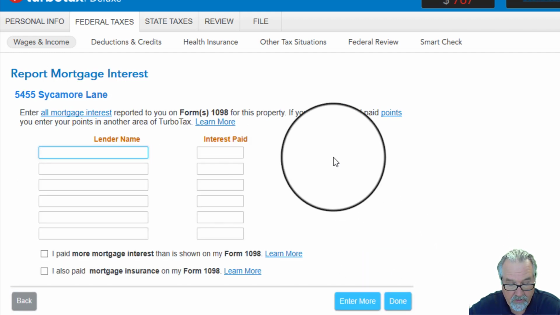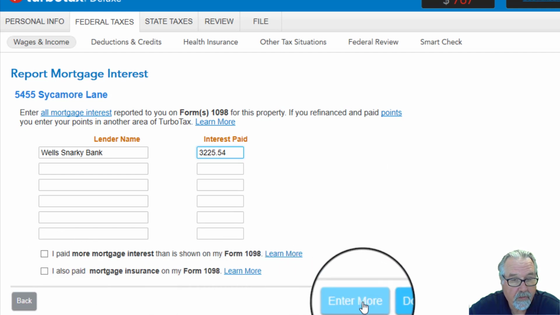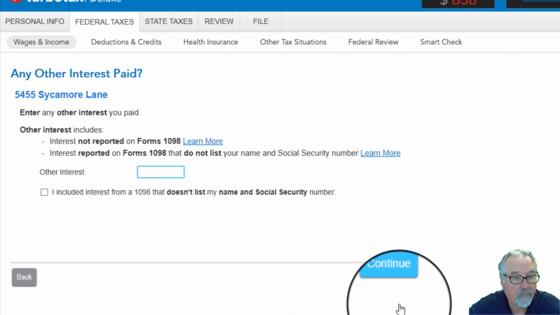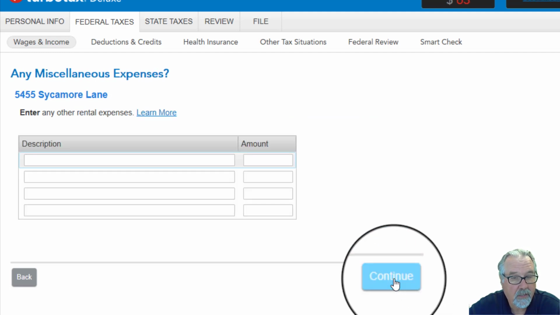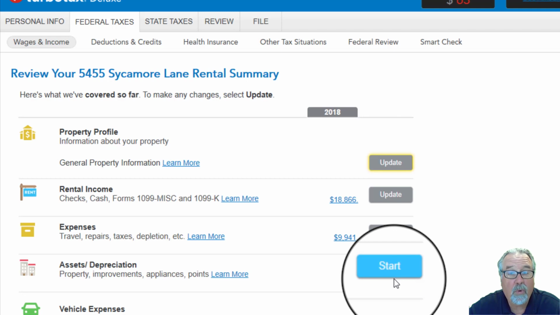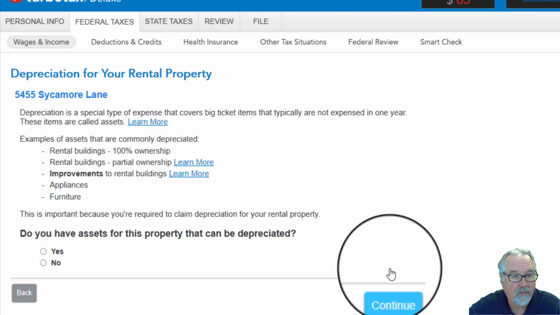And we had some mortgage interest. This was paid by Wells Snarky Bank. And the interest paid was $3,225.54. And done. We didn't have any other interest paid, so we'll continue. And we don't have any other miscellaneous expenses. But what we do have is depreciation. So we'll start with our assets depreciation and enter that information.